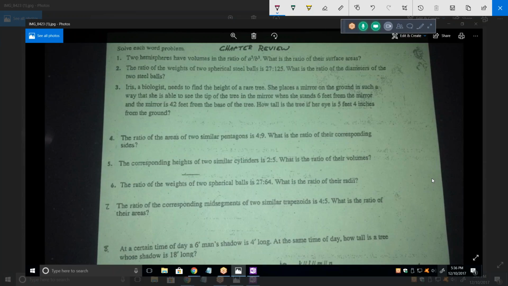The ratio of the weights of 2 spherical balls is 27 to 125. What's the ratio of their diameters? All right. So the weight is... Another super hard problem.